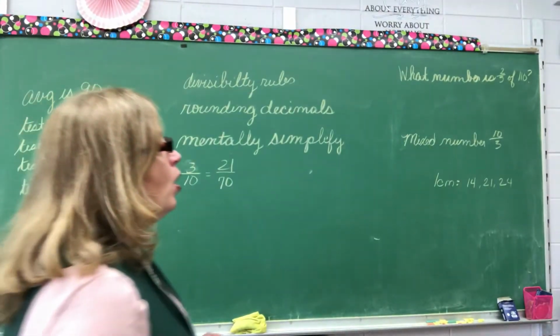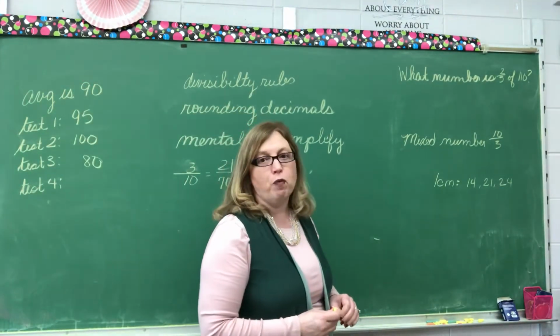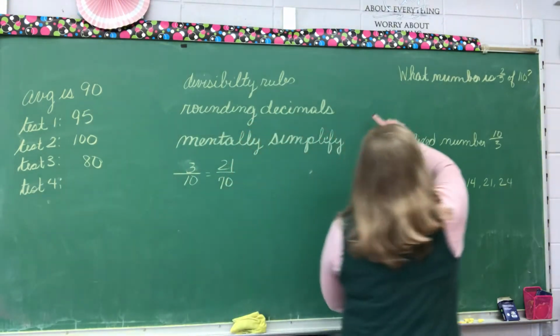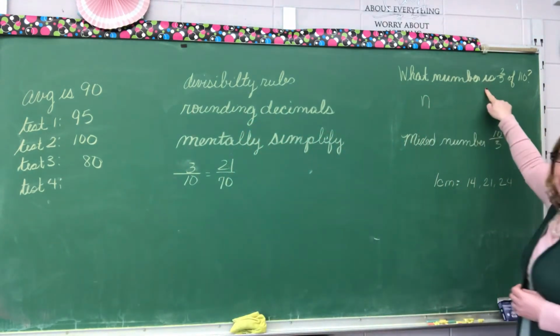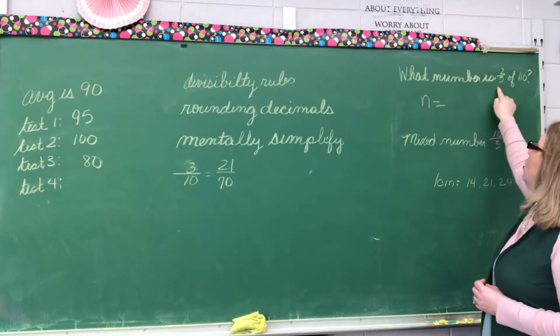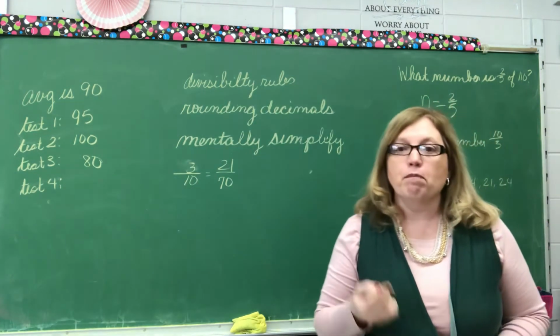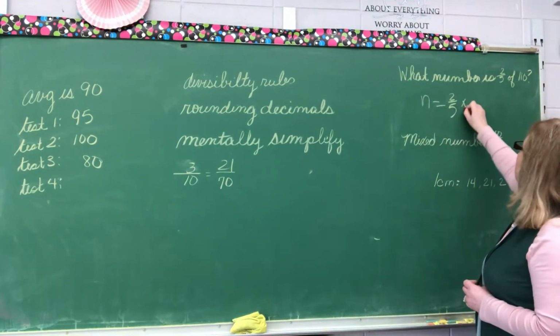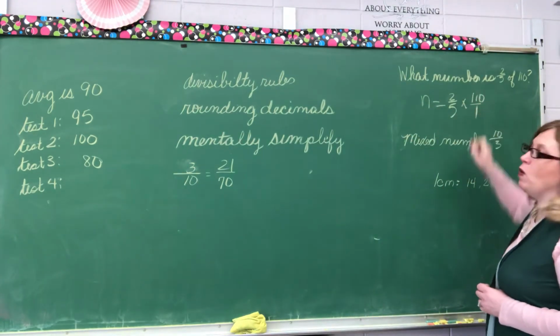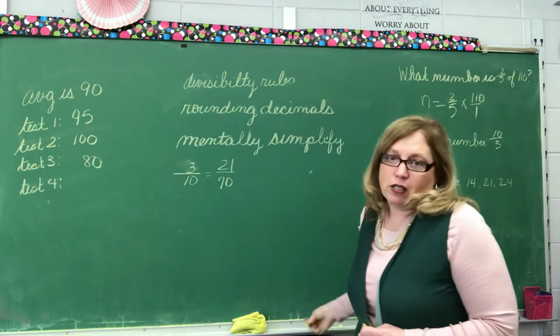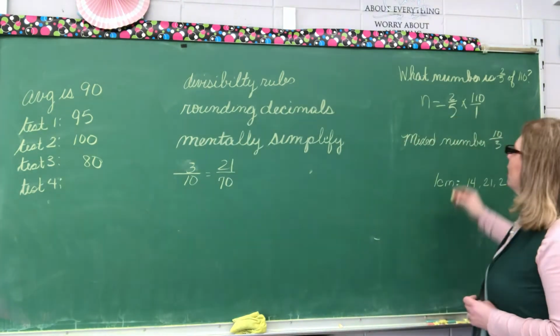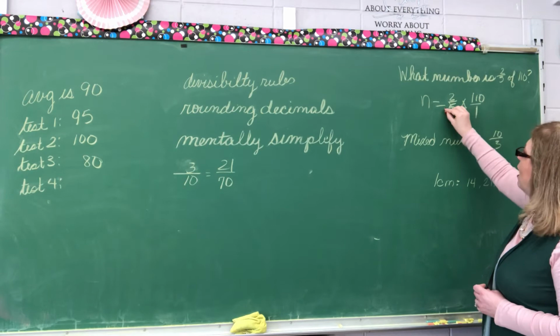There we go. What number is 2/5 of 110? Well, we know that "what number" is n. "Is" means to equal 2/5. The word "of" tells us to what? Multiply. That's right. Multiply 110 over 1. Now, I put it over a 1 because it's a whole number, and I can do that. Okay, now I'm going to cancel. I'm going to cancel my 5, make it a 1.